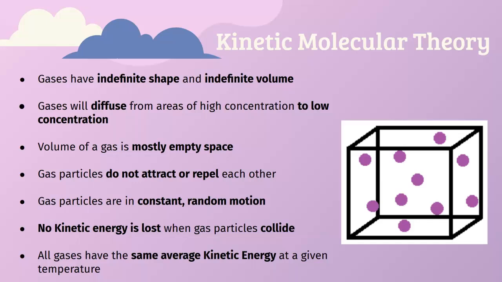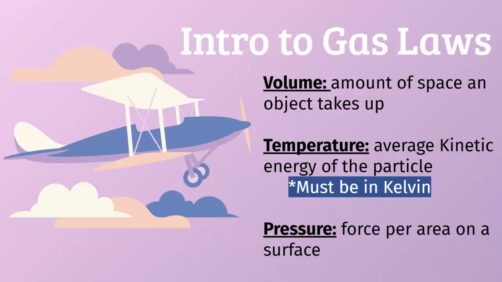given temperature. In order to talk about the gas laws efficiently, we need to know these three definitions. Volume is the amount of space an object takes up. Temperature is the average kinetic energy of a particle. And for gas laws, a lot of the time it has to be in Kelvin, which is just another way to measure temperature, just like Celsius and Fahrenheit. And pressure is the force per area on a surface.